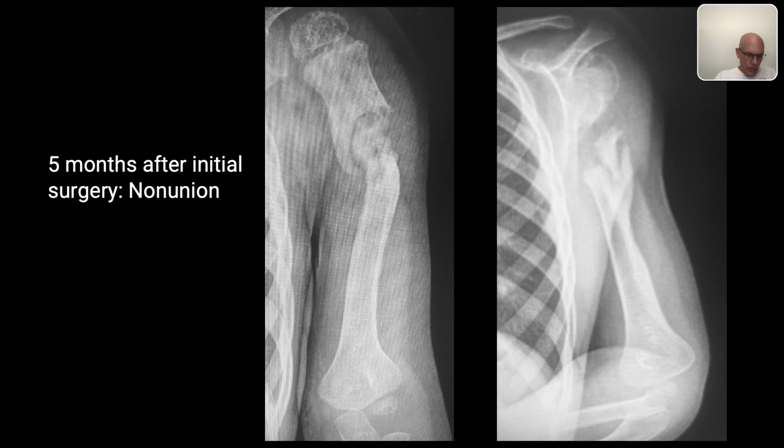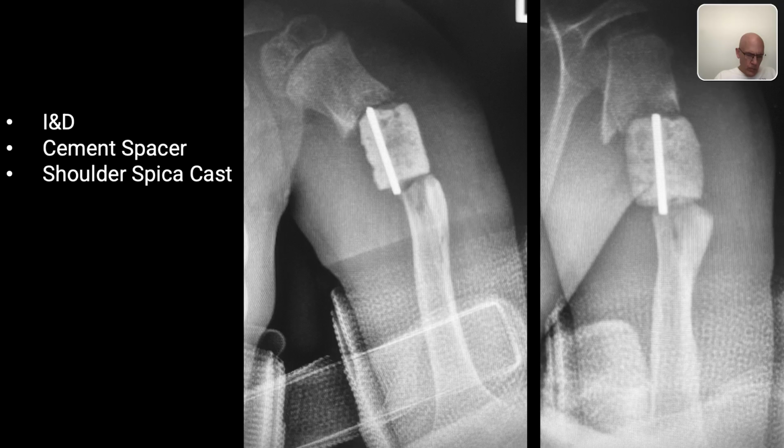So there we are at 5 months after the initial surgery, and it's hard to argue that that's not a chronic non-union. So now what? Next slide. So we took the patient back and did a debridement back to punctate bleeding. We put a cement spacer in there and we put the patient in a shoulder spica cast, and we left this on for 6 weeks.